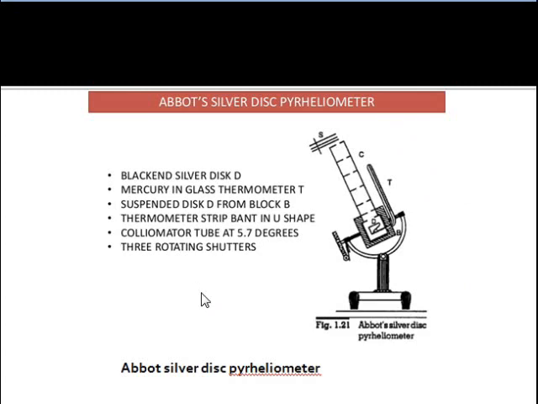The working principle is, when the beam radiation comes through this collimator tube, there will be a suspended disc at this location, and this suspended disc consists of a silver disc, and that silver disc is completely blackened.